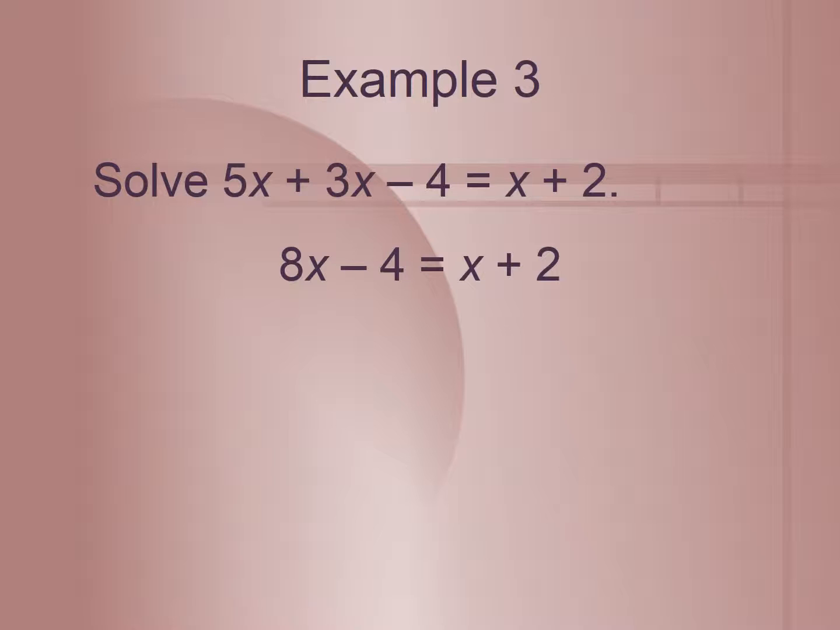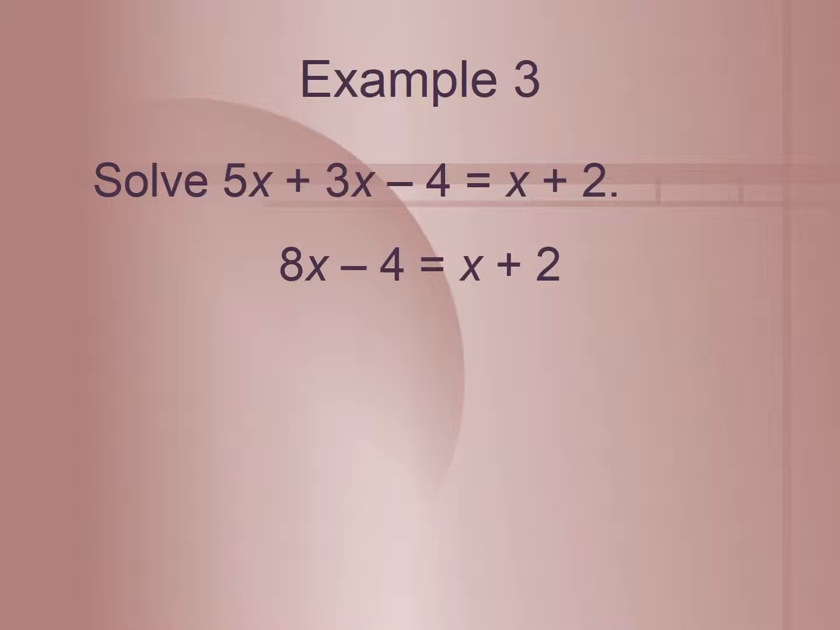Let's look at example 3. This one we have 5x plus 3x minus 4 equals x plus 2. So step 1, we want to simplify. So I'm going to go ahead and combine 5x plus 3x, and that gives me 8x minus 4 equals x plus 2.